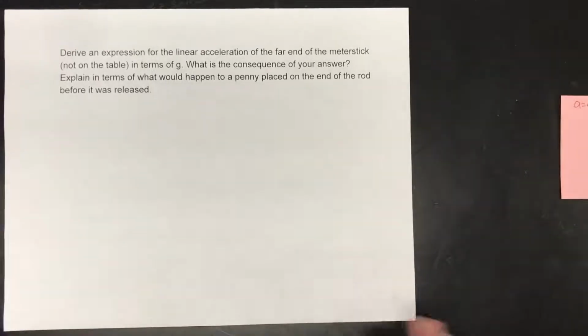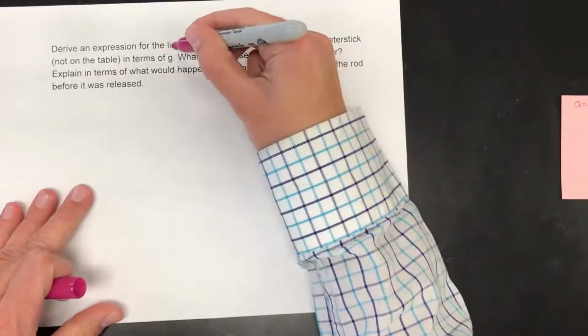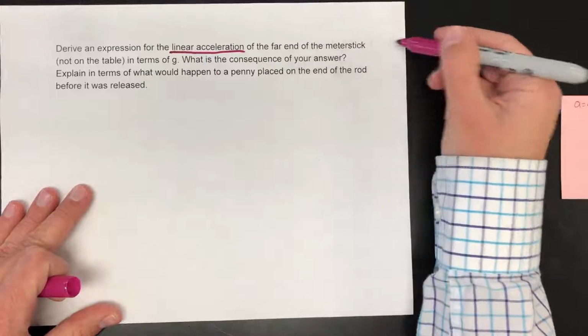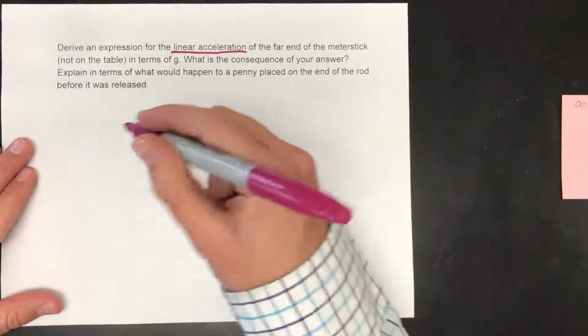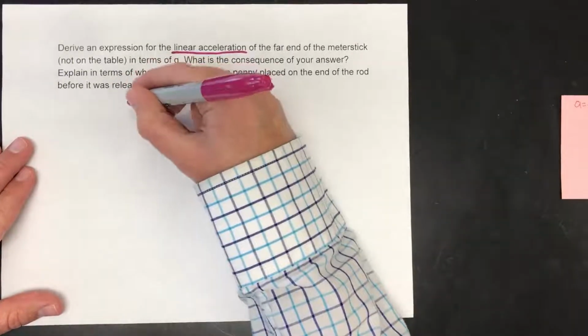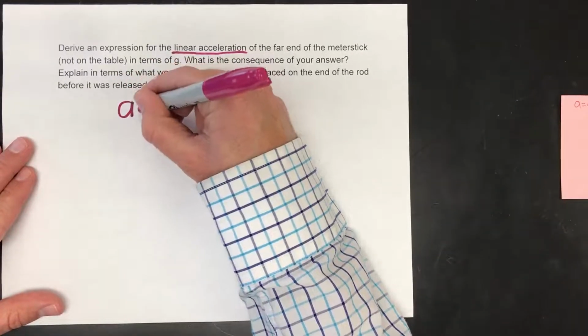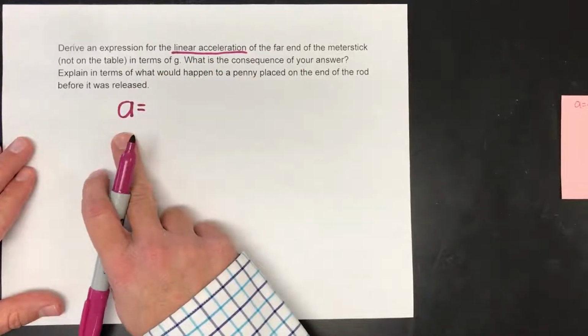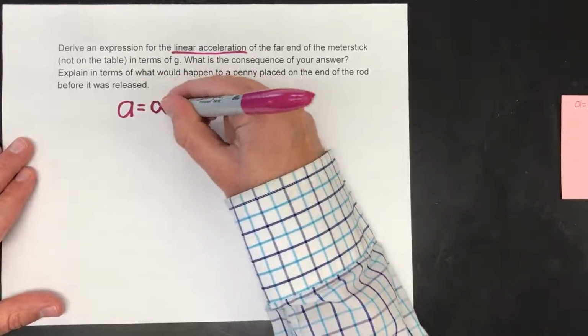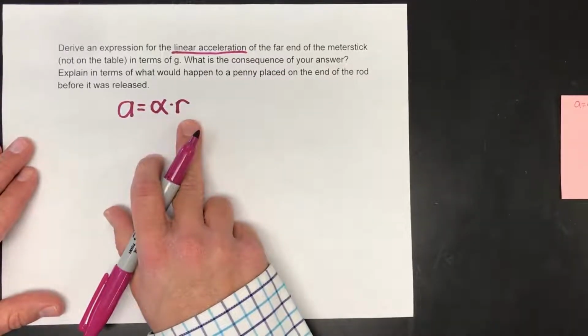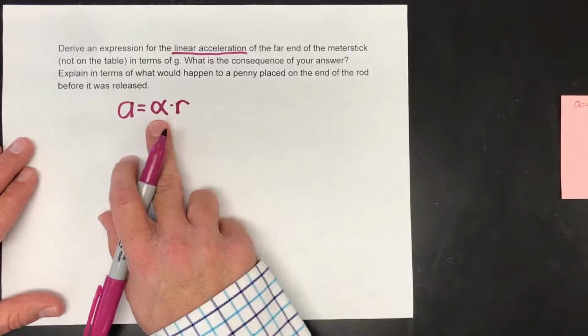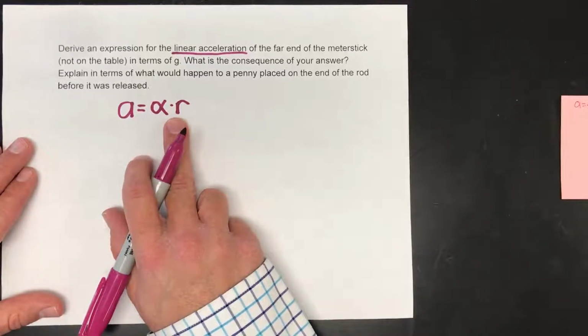So the last part says, derive an expression for the linear acceleration of the far end of the meter stick, in terms of g. Let's go ahead and do that. I don't know if you remember from class, but I gave you an equation that allowed you to find the linear acceleration based upon the angular acceleration. You simply multiply by the radius. So you take your angular acceleration and multiply by the radius.